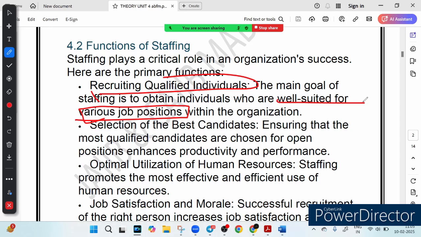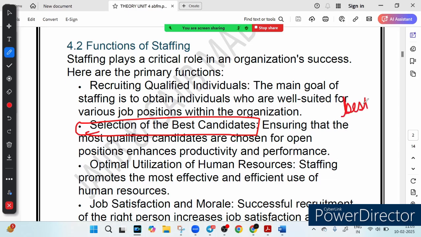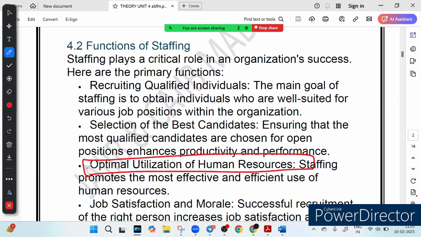Then the next point is selection, meaning selecting the best candidate. It is not about hiring just anyone. It is about picking the best fit. This ensures that work gets done faster and better. The third point is making the best use of people. That is optimal utilization, which means no wasted talent. Staffing helps assign tasks based on people's skills, making work efficient.